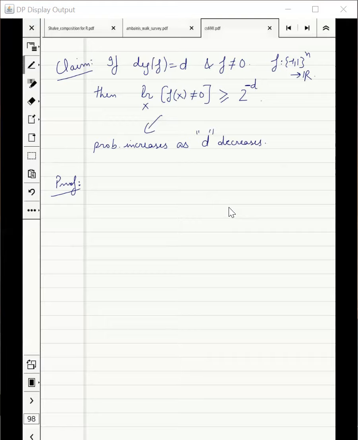I want to prove this statement that if the degree is small, then there are many places where the function is not 0. How am I going to prove it? I'm going to prove it using induction. If you were attentive in yesterday's class, I told you how to apply induction on functions. Remember? What was the idea there? Fix one input, I mean, remove one of the variables, and then what is left? An n minus one variable function.